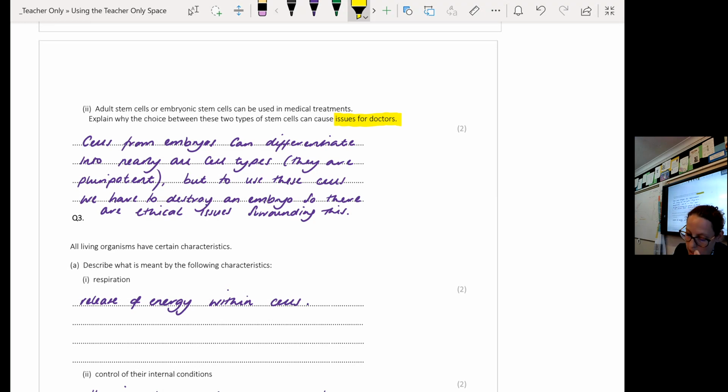You could also have answered this question by talking about the converse. So you could have talked about adult stem cells. You could have said that adult stem cells can become a limited number of cell types, therefore they would be able to treat fewer conditions. Now, some of you did say that and you did get the mark for that, but you could also say there are less ethical issues or no ethical issues surrounding that.